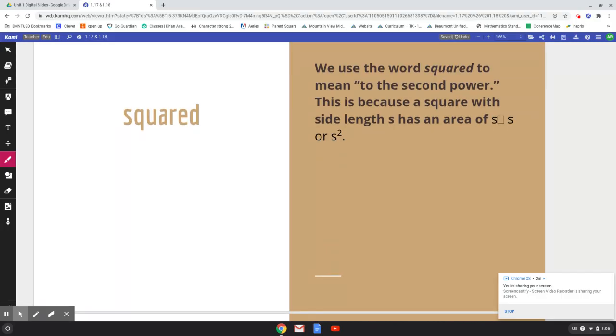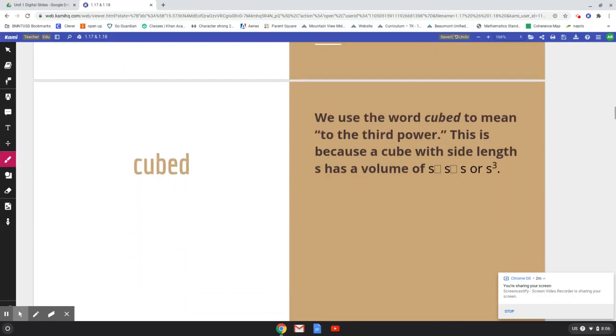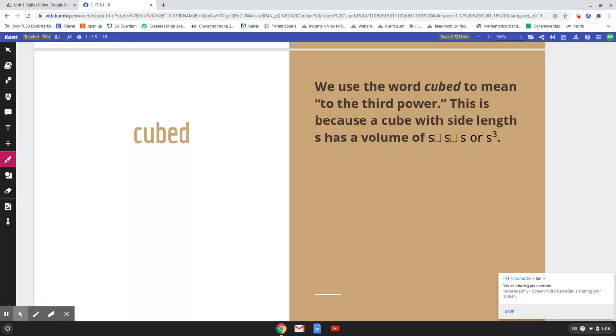All right, we use the word squared to mean to the second power. This is because a square with side length s has an area of s times s, or s squared. So this should be times. All right, and then same thing here. Cubed, it says we use the word cubed to mean to the third power. This is because a cube with a side length s has a volume of s times s times s, or s to the third, which is s cubed.